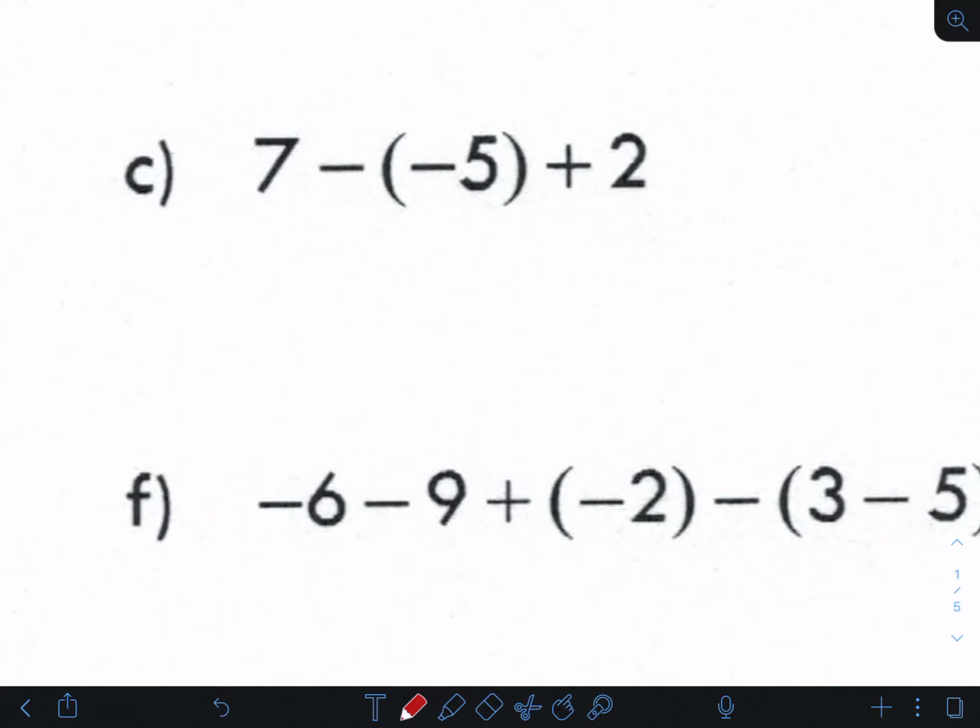Now the reason we have these brackets here is to show that it's a negative number, right? If I wrote 7 minus negative 5 plus 2, well, these two minus signs are kind of confusing. Am I subtracting and then subtracting 5 again? No, we don't want to do that. So we put brackets around negative numbers to isolate them.